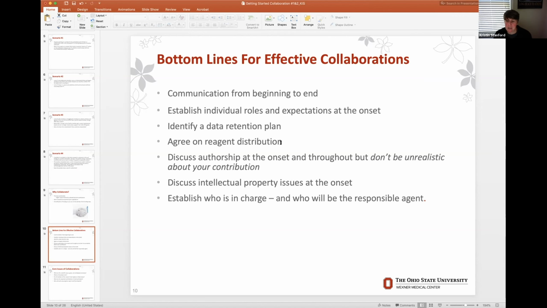Agreeing on reagent distribution. This can be from mice to chemicals, making sure that everybody has access to the same things, and you can figure out where things are and who's being able to do which experiments, and optimizing some of these things. As I mentioned, discussing authorship at the onset and throughout. But one important part of that is to be realistic about your contribution. If either you or someone in your lab has contributed to the project, I think authorship is obviously warranted, but making sure it's realistic in terms of what you've done and what you've contributed to the project and what you intend to do and contribute to the project.